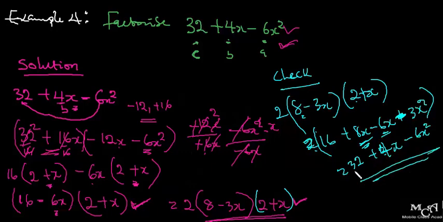So let's check. What's our question? 32 plus 4x minus 6x squared. The same thing, 32 plus 4x minus 6x squared. So our solution is correct. Let's take one more example and we call it a day.